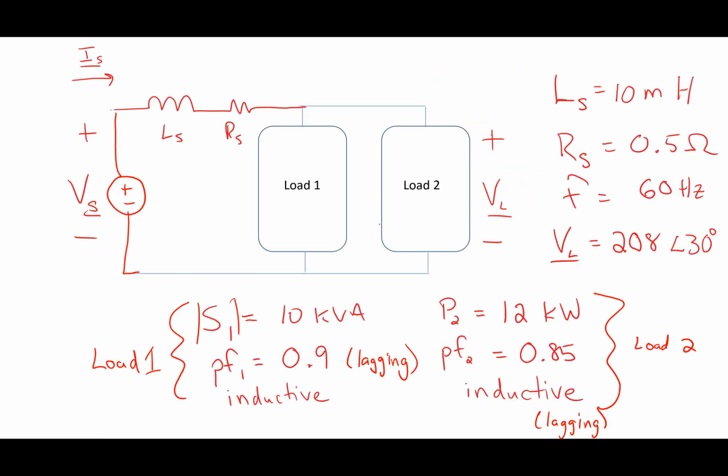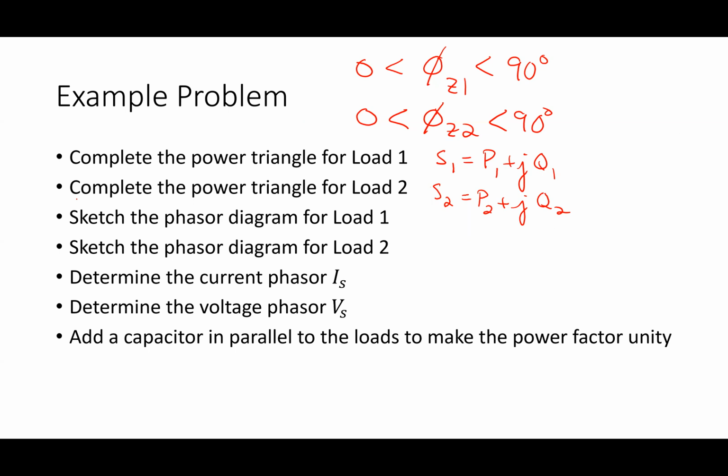What the heck am I talking about? The phasor IS and the phasor VS. Well, those are this current and that voltage. Those are the things I don't know. All right, so let's start. Complete the power triangle for load 1. What do we know? We know that the magnitude is 10 kVA, and we were told that the power factor is 0.9 inductive.